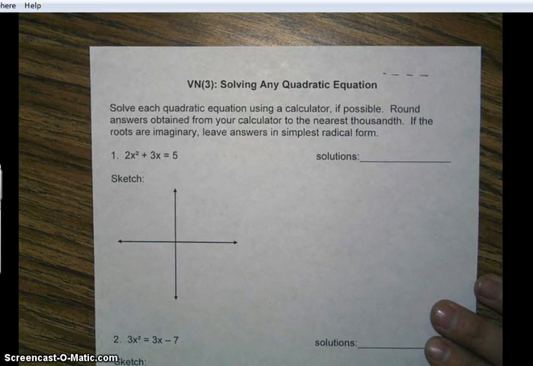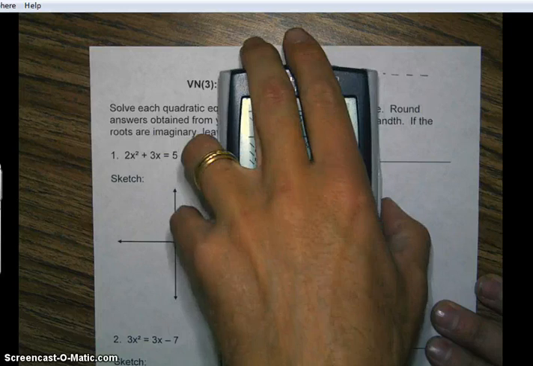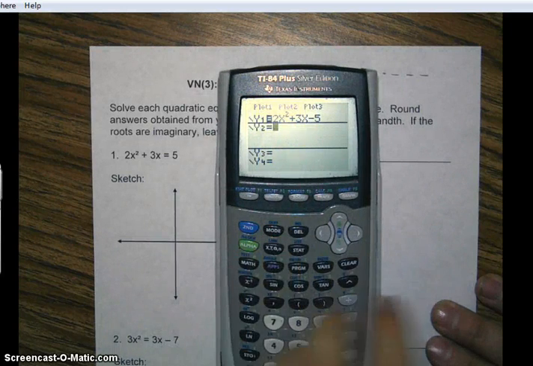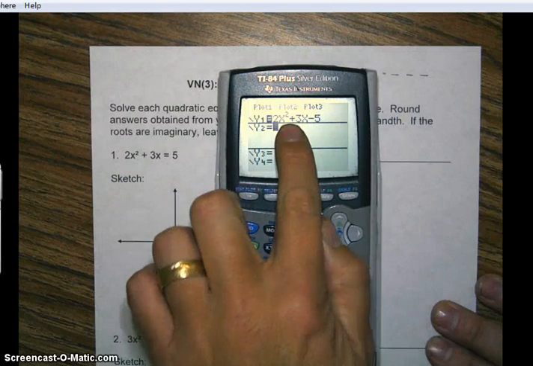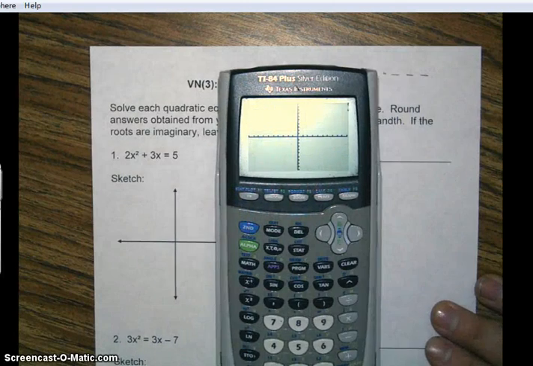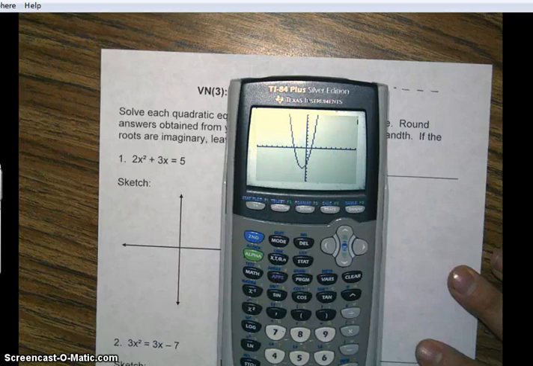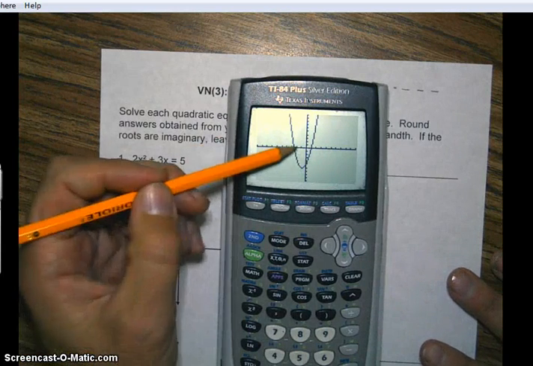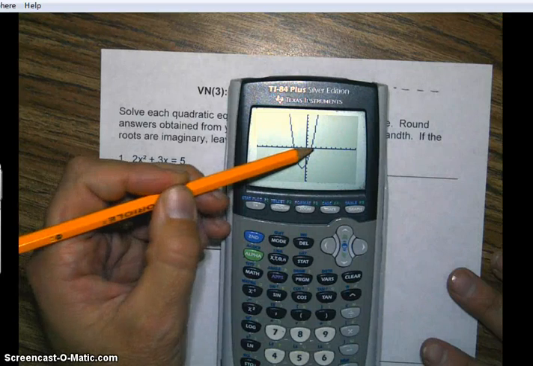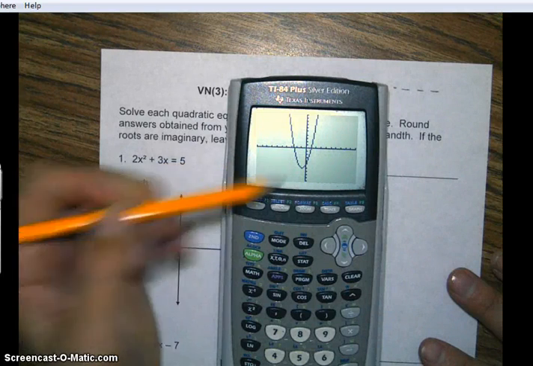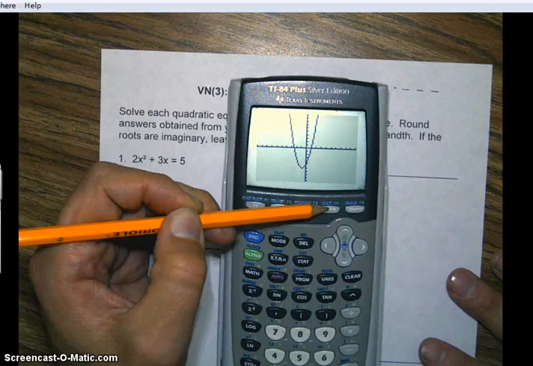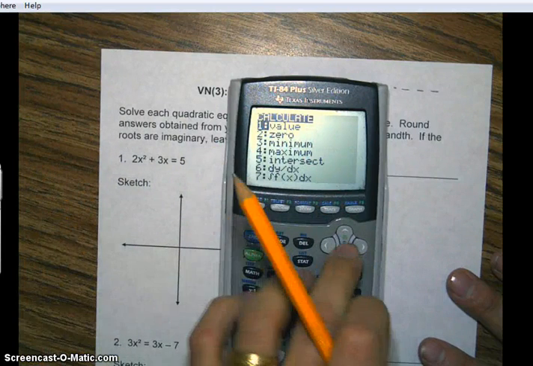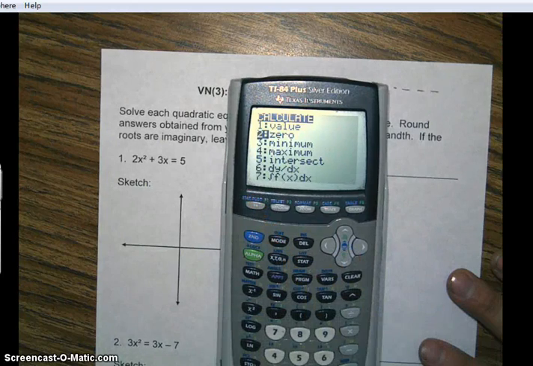If the roots are imaginary, leave answers in simplest radical form. So what I suggest is, when you work on this, you plug the function into your calculator and graph it. You can do the zoom 6 if you like. Notice that the solutions are real. They touch the x-axis. So you're going to use your second trace, and you're going to find your solutions.